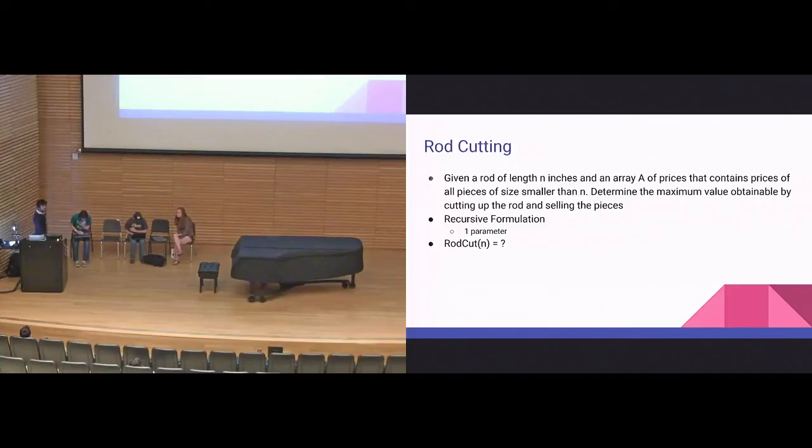Let's say you're given a vector which is a price vector, which gives you the price of all lengths possible. And you're given a rod of length n. You want to know how many cuts to make, or what the different cuts are. You're not interested in where the cuts are made itself, you're interested in the maximum price you can sell it for. That's the value you have to return.